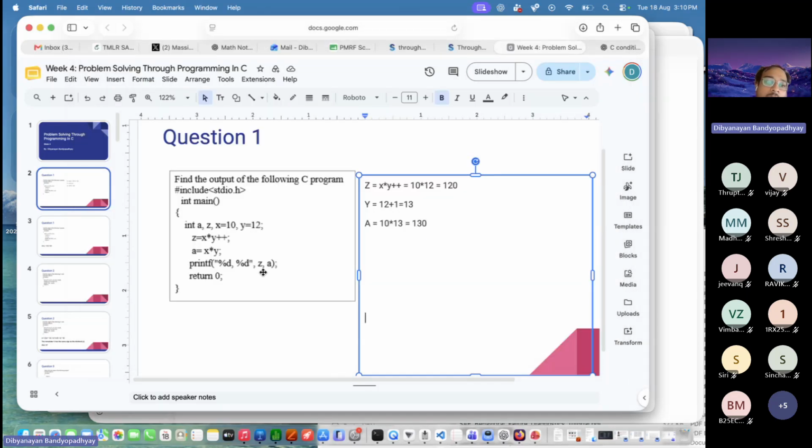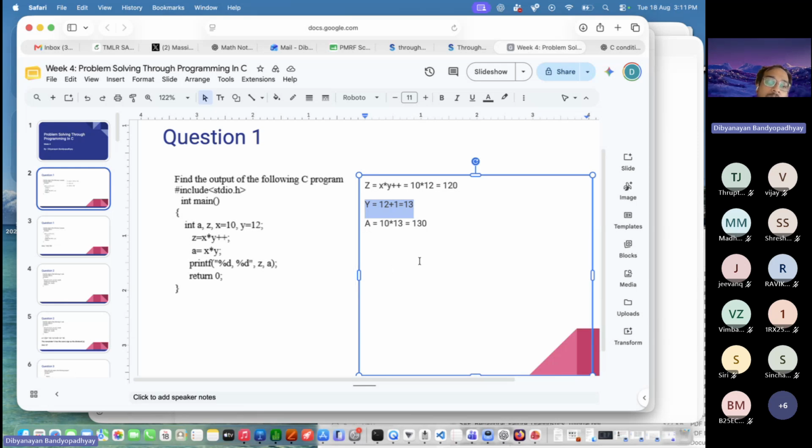So previously, this is the first part: z equal to x into y plus plus. In this part, you have to just do the operation as suggested here, and then post increment the value of y to 13. Then that post incremented value will be multiplied with the current value of x, which is 10. So you'll get a value of 130 for a.